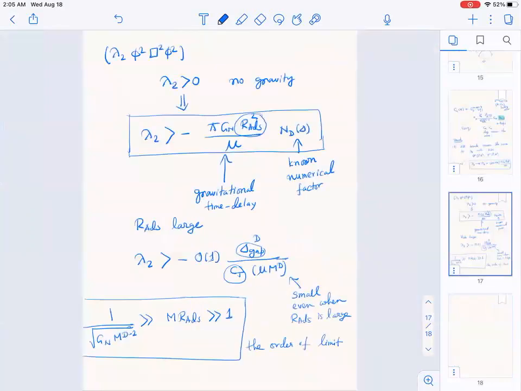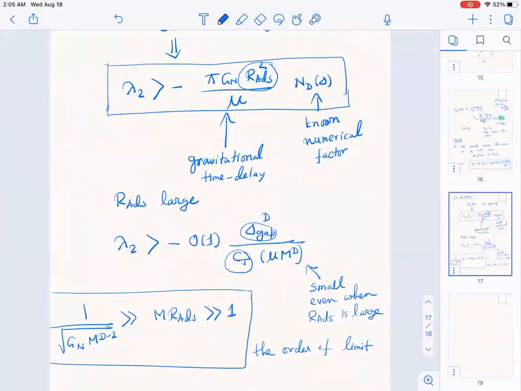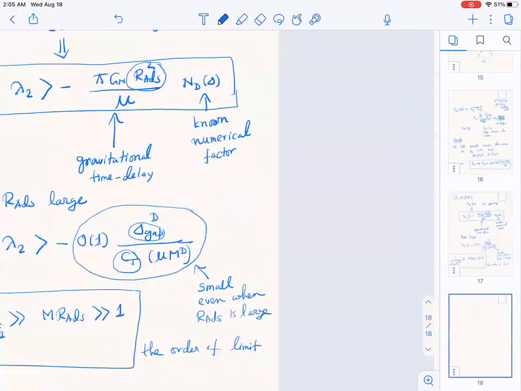So what happens if I take this flat space limit? As I just explained, all I can say is that the right-hand side is negative but small. But I actually don't have a precise numerical definition of it in flat space because of this R_AdS squared sitting there. I don't know what to use to get an exact numerical factor there. So what does that mean?